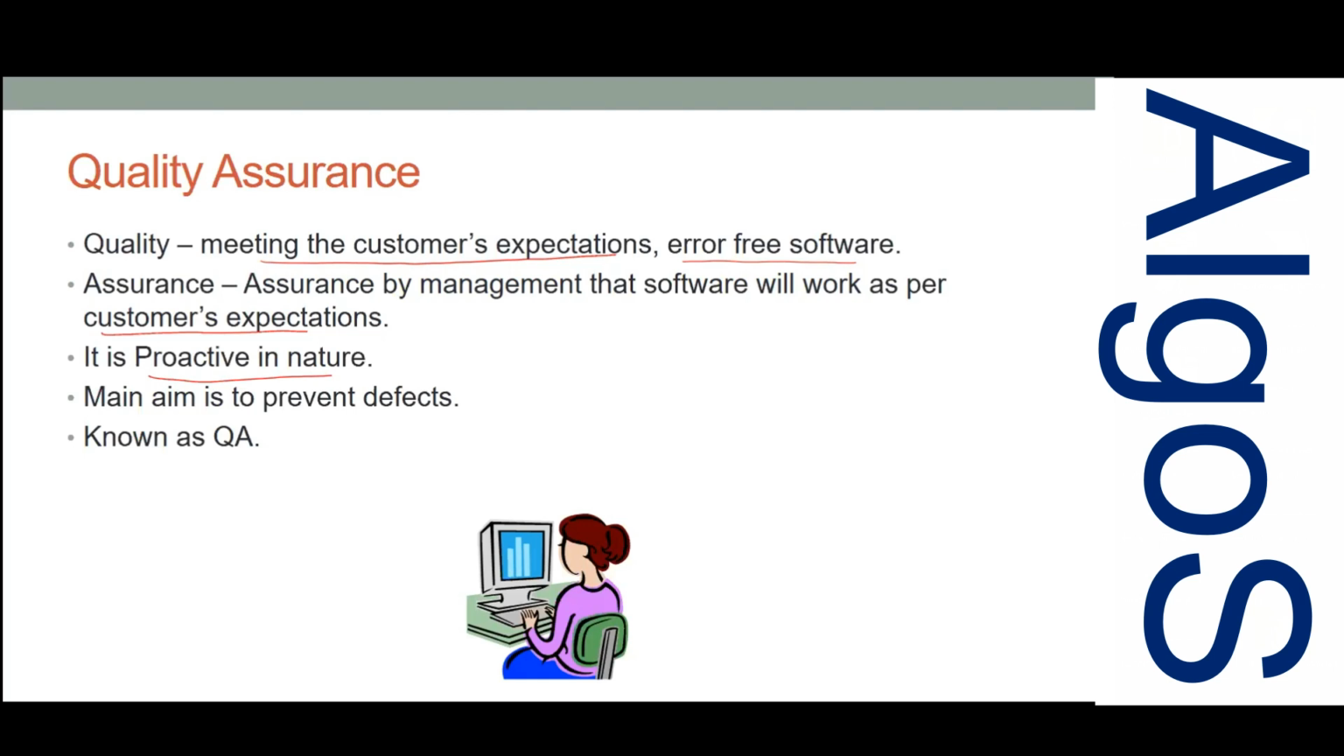Similarly, before a defect appears in the software, we are establishing a set of rules so that if we follow those rules, the defect will not appear. That is what we refer to as proactive nature. Quality assurance is proactive in nature because quality assurance talks about processes. If we follow the right processes, our software will be a perfect software without any errors, without any problems.